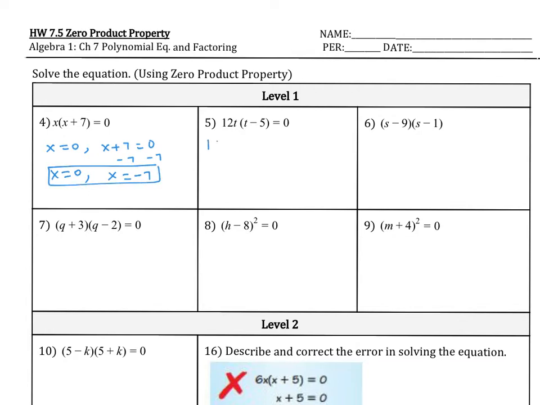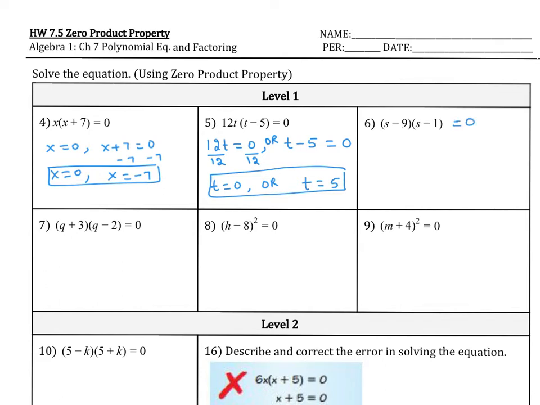In this case, you're going to put 12t equal to 0 or t minus 5 equal to 0. Divide by 12 on both sides, you get t equals 0 or t equals 5.